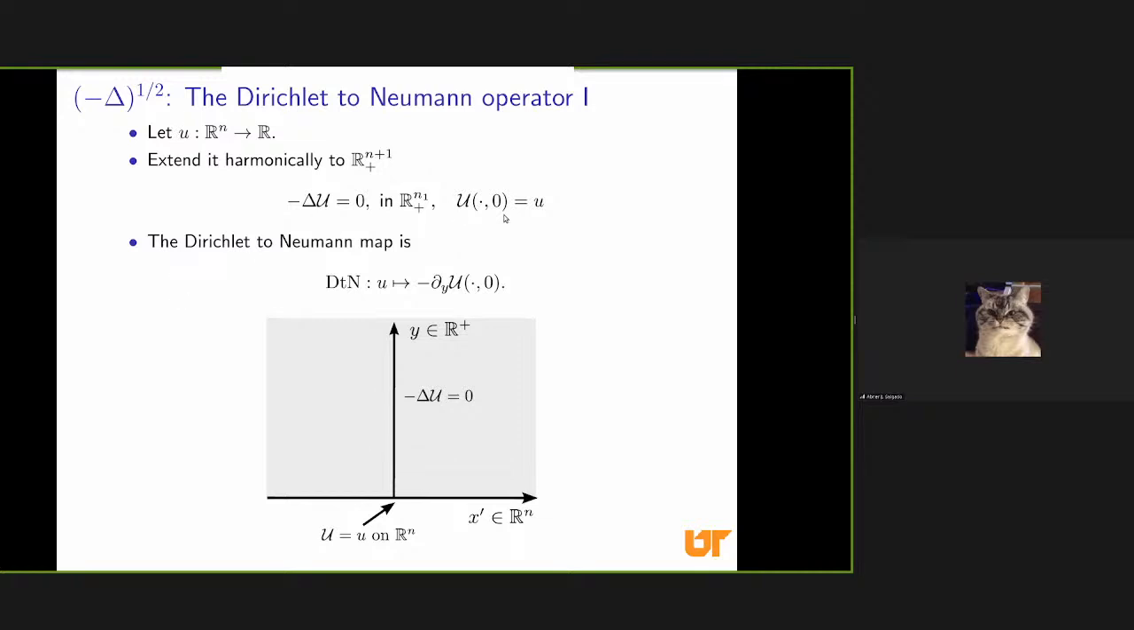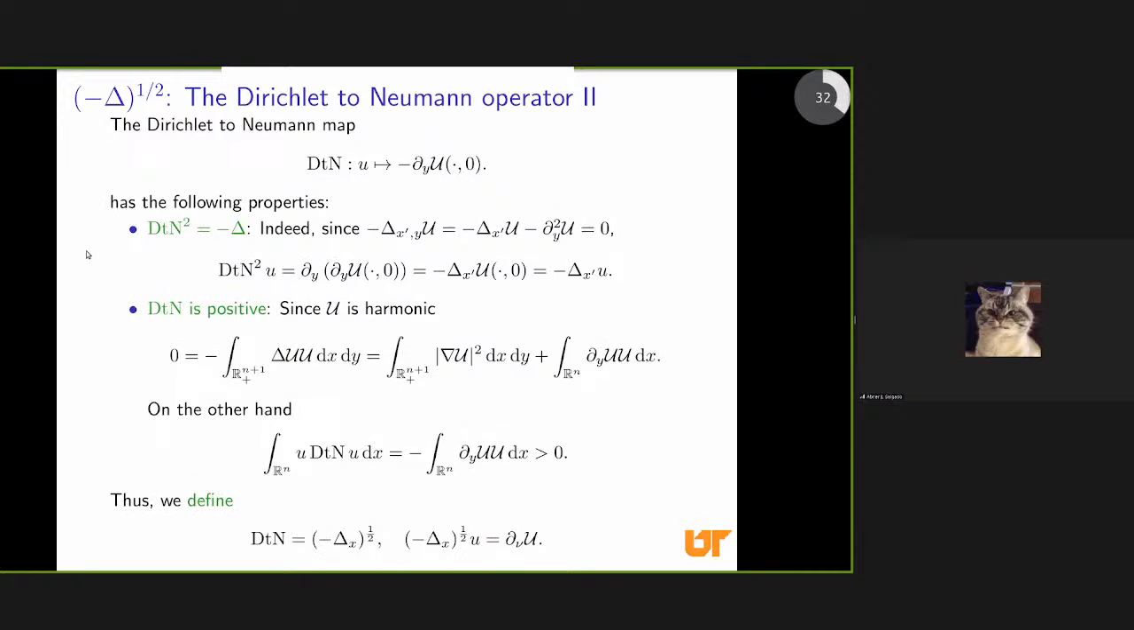You solve this problem, and now you compute the normal derivative at the bottom of the half space. So it's some sort of a Neumann boundary condition. That is the Dirichlet to Neumann map. So you take your function in R^n, extend it in one more dimension, and then you come back with a normal derivative.